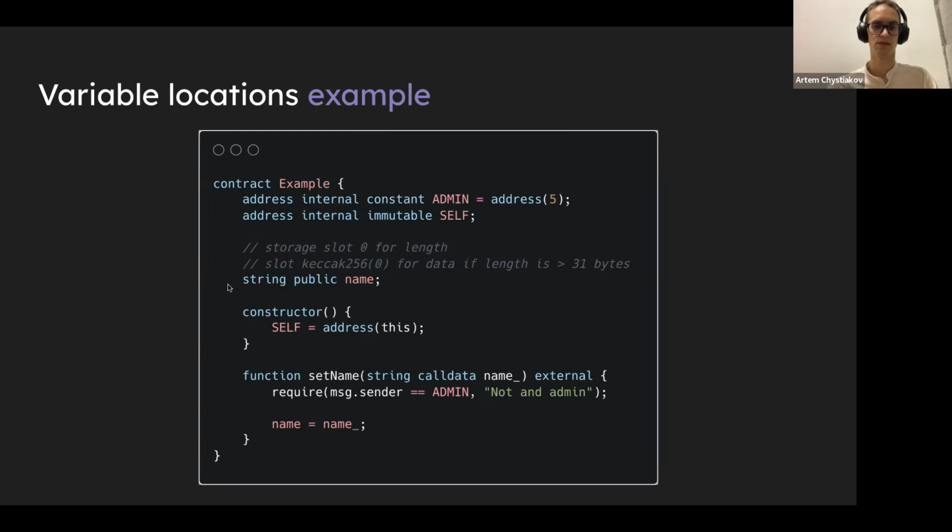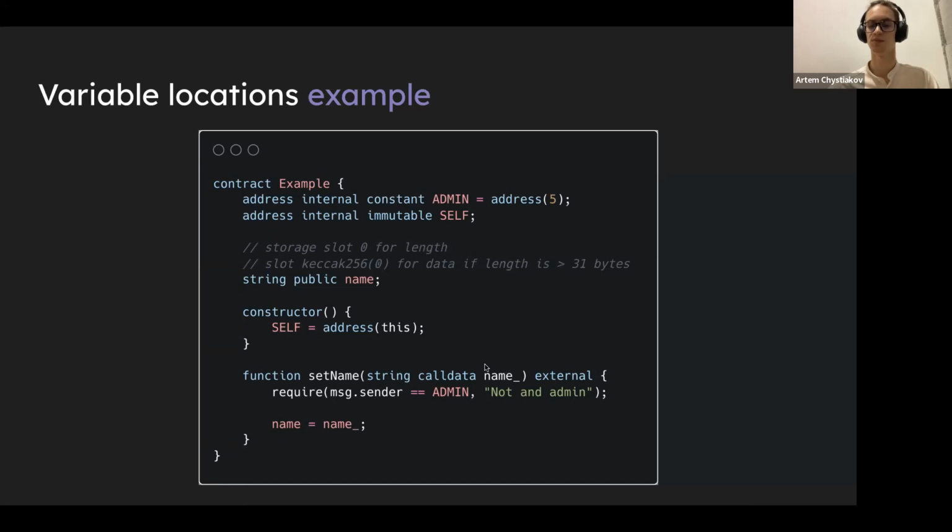Yeah, then there is a storage variable. It is not named constant or immutable. Here is what indicates that it is a storage variable. First of all, it is accessible in the global scope of the contract, and it has none of those keywords. So it is a storage variable. And here we have a function that accepts a string in calldata location.